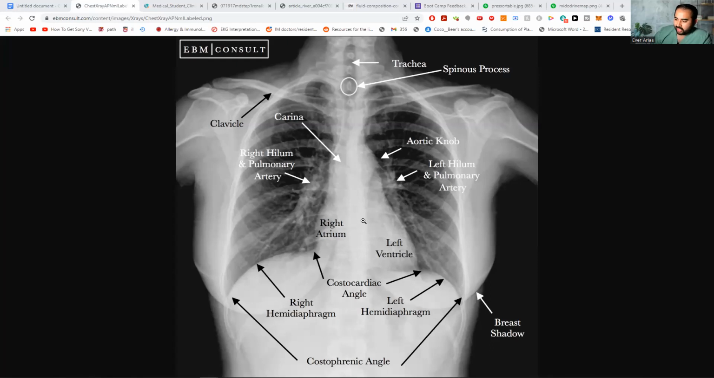And then you also have D for diaphragm, making sure there's no blunting of the costophrenic angles. So this is the diaphragm here, right? If there's pleural effusion, you'll see fluid filling here, and you'll have blunting of the costophrenic angles. So that's D. And then E is pretty much everything in the lung itself.